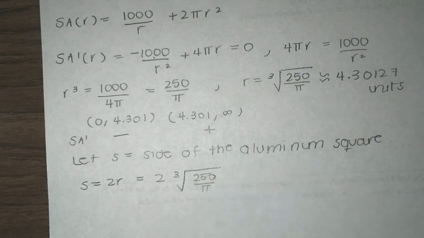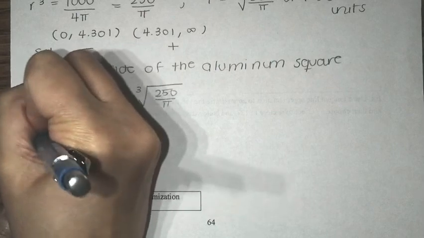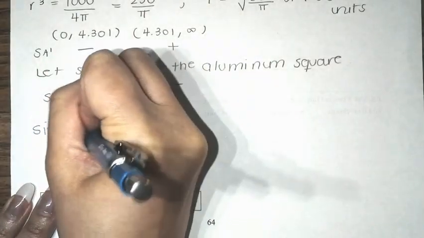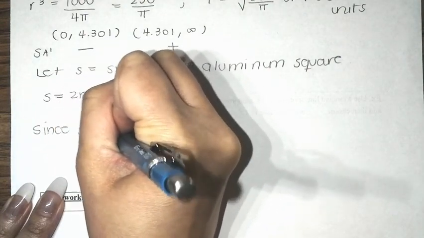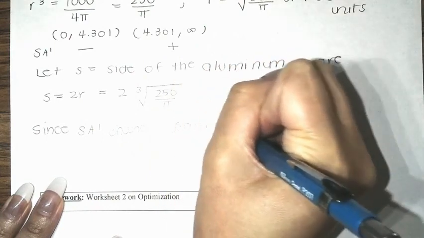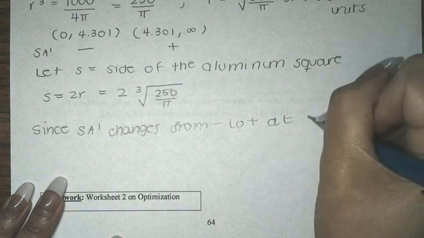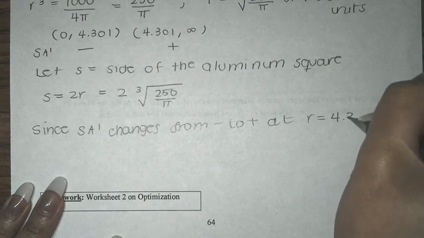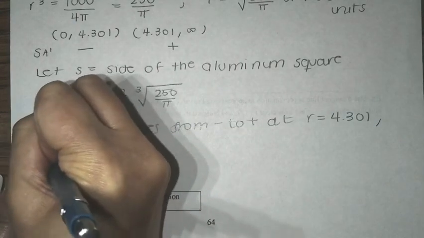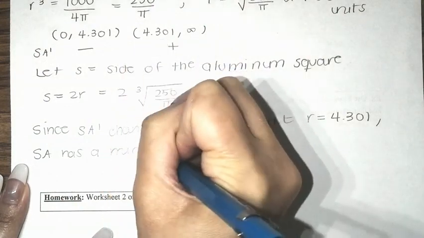Okay, so what do you know here? Let's conclude. Okay, get ready to conclude now. Okay, so since S prime changes from negative to positive at r equals 4.301, we can conclude that SA has a minimum there.